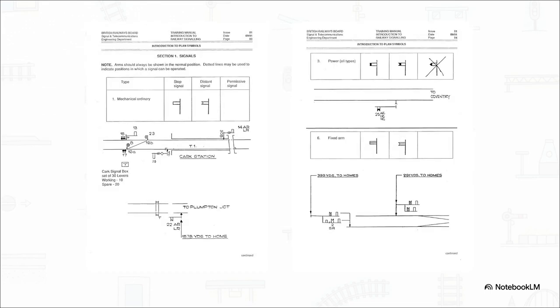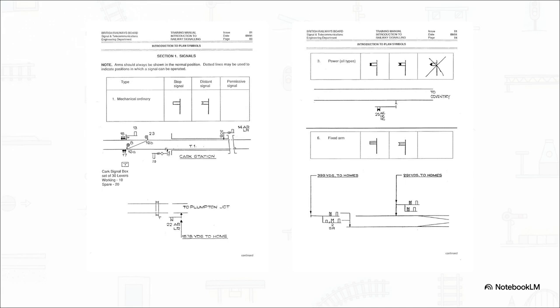What's really fascinating here is seeing the evolution of technology captured entirely in simple line drawings. On one side, we've got the older mechanical ordinary signals. You can recognize them by those simple, solid flag-like arms used for stop and distant permissive signals.